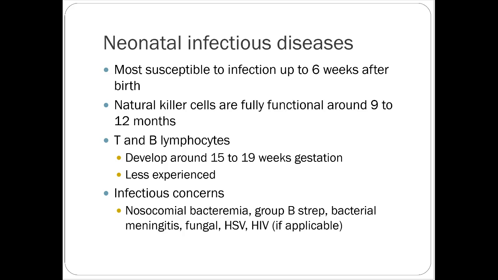So this just goes through some of the different immune system things like natural killer cells, fully functional a little bit later in life. It takes your body a bit of time, of course, to build an immune system up, and so you have a number of concerns. Nosocomial bacteremias, Group B strep, biggest ones right there. And then that can lead to meningitis situations. Fungal infections are less common. And then, of course, if you have somebody who has previous exposure, apparent HSV, HIV, there's the risk of vertical transmission there. Or is that horizontal transmission? Vertical, thank you. Yes, vertical, that makes sense.